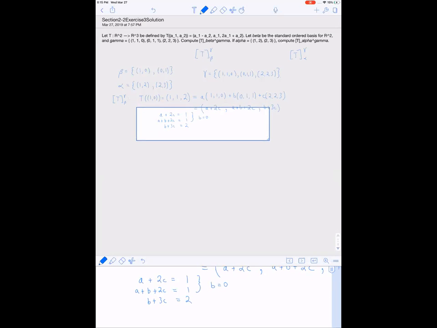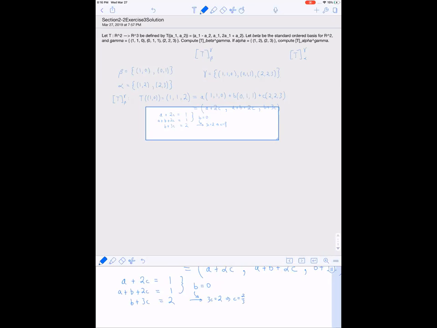Once we know that B is 0, we can combine that with this other equation, and we would find that 3C equals 2, which then implies that C is equal to 2/3. And once we know that C is equal to 2/3, then you can go back to the original equation, A plus 2C is equal to 1, and find that A is equal to 1 minus 4/3, or in other words, A is equal to negative 1/3, I believe.